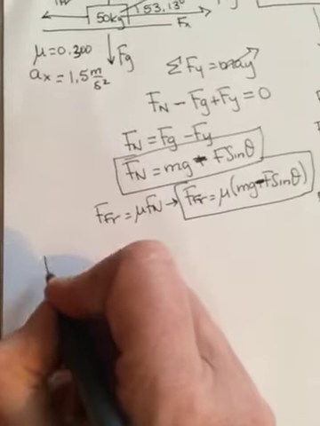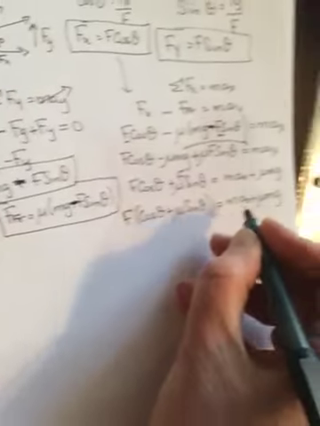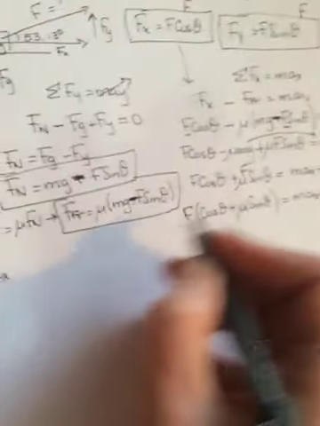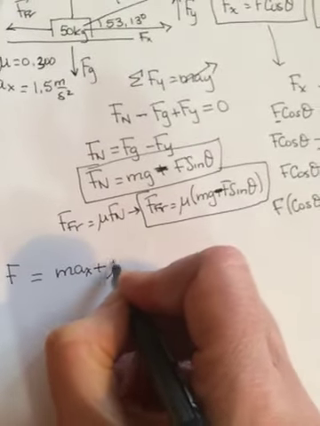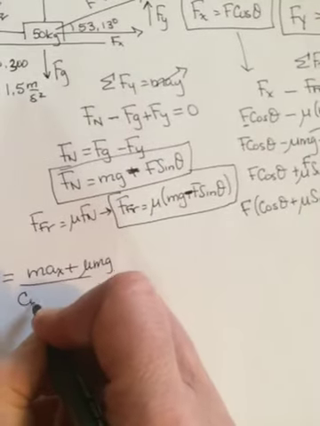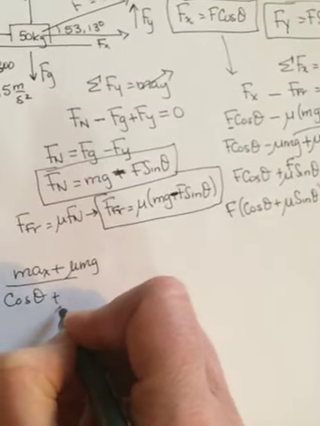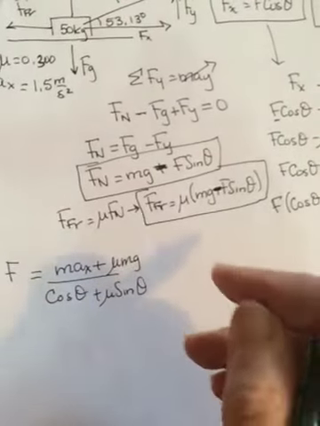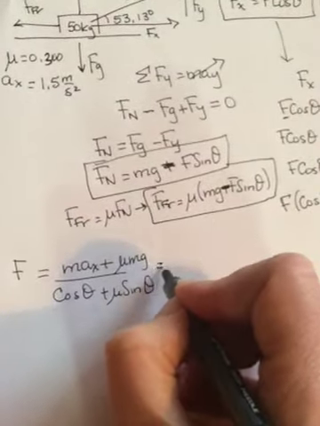And now to get the force all by itself, we're going to divide by the bracket. So it's going to be F equals max plus mu mg, and then divided by cos theta plus mu sine theta. And now that you have it all separated for F, now fill in your numbers.